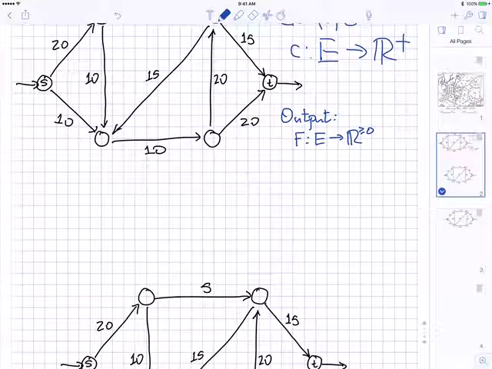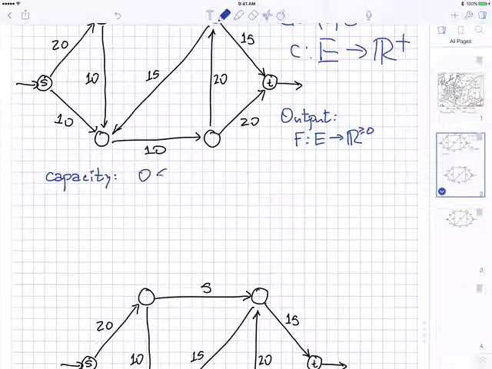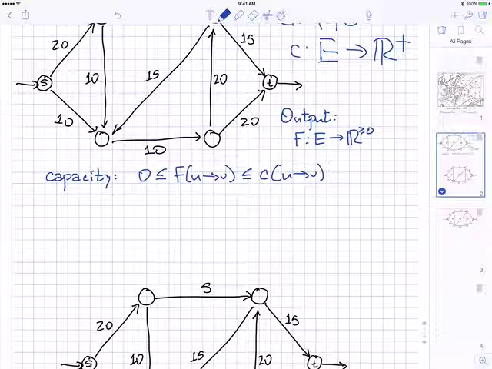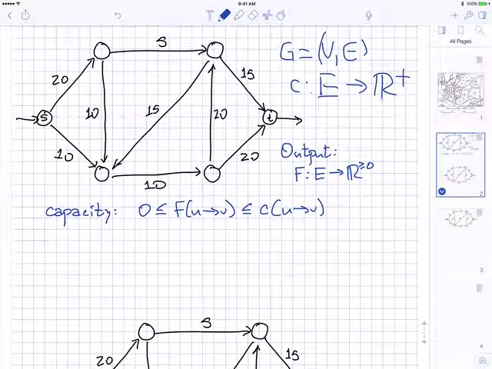Right? So one constraint is capacity. For every edge, the flow has to lie between 0 and the capacity of that edge. And I'm going to use this notation, U arrow V, that's a directed edge from vertex U to vertex V.